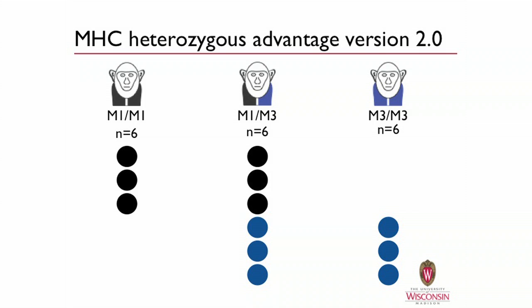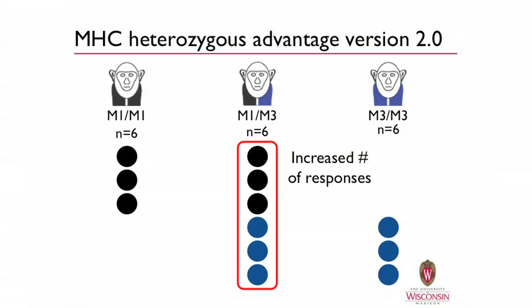So the M1 homozygous animals have the potential to present peptides restricted by all the M1 alleles, and the M3 homozygous animals have the potential to present peptides restricted by all the M3 alleles. And obviously, the heterozygous animals have the potential to present peptides restricted by both the M1 and the M3 alleles. So we could specifically ask the question that I posed to you earlier: do the heterozygous animals have an increased number of T cell responses because they have the potential to present a greater diversity of peptides to CD8 T cells?